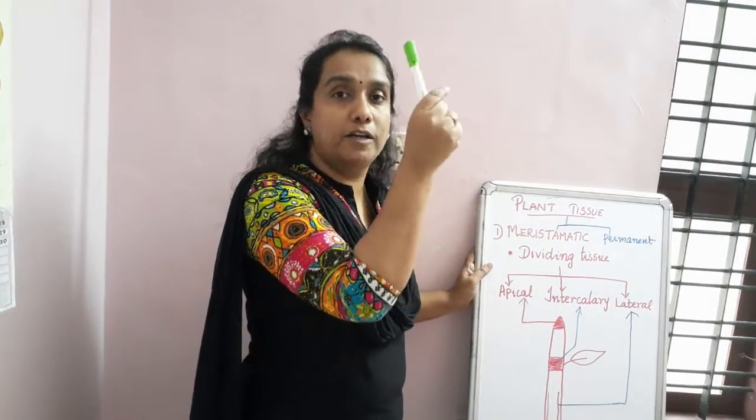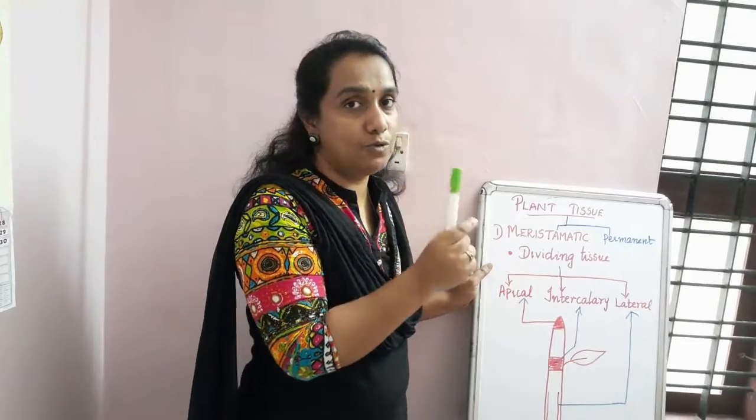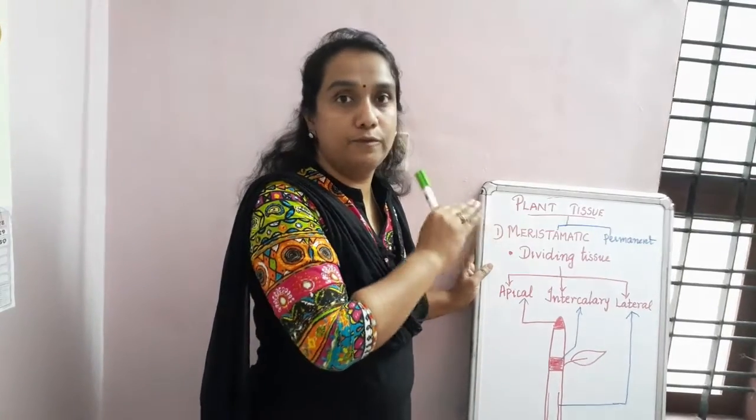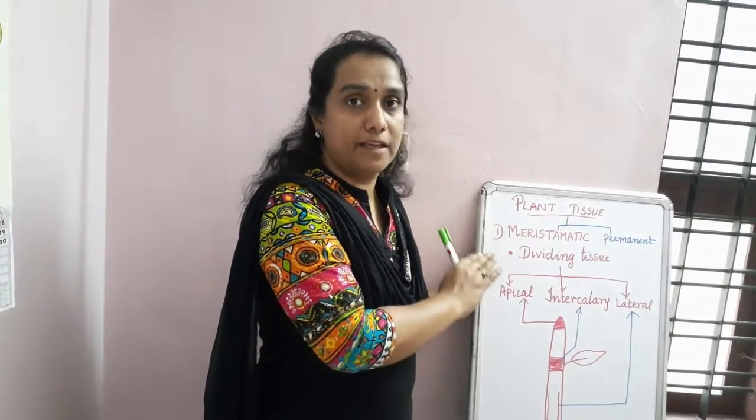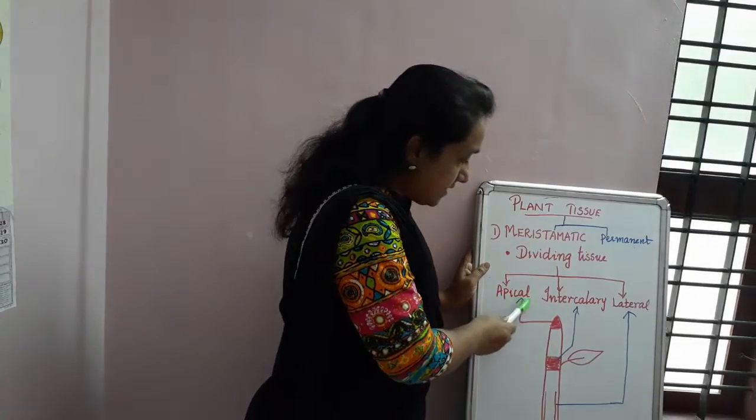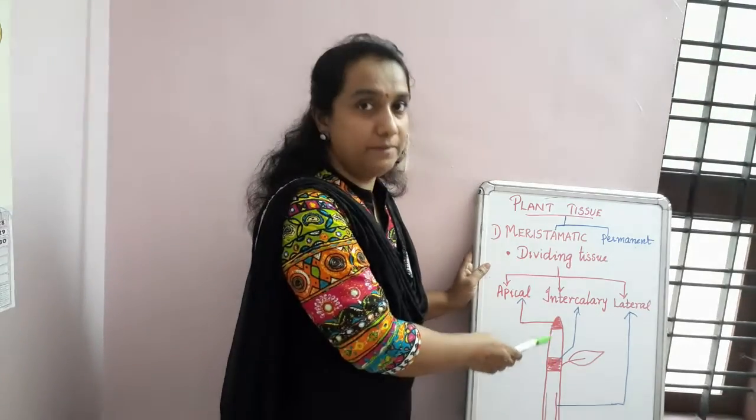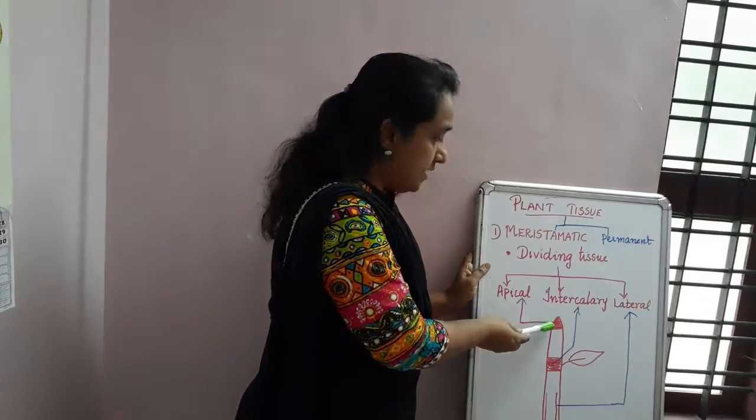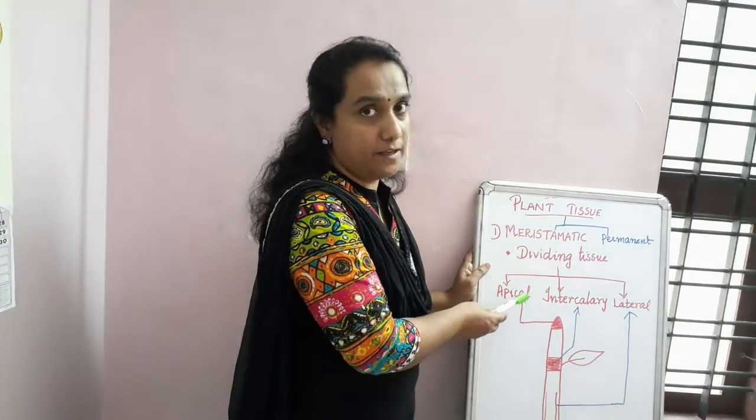Apex at the tip of the shoot or the tip of the roots, we can see this type of tissue. That is known as the apical tissue. Okay, so you can see, I have drawn a rough diagram. In that you can see the apex. This type of tissue is known as the apical tissue.